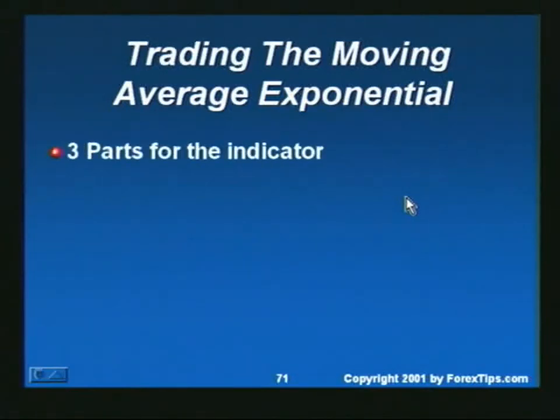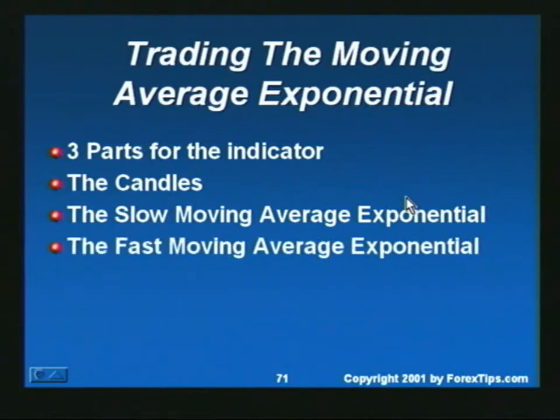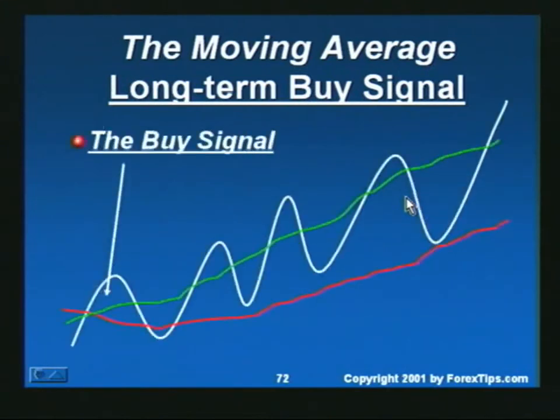Trading the moving average exponential, that's the one we use. It comes in three parts for this indicator. One is the candles, two is the slow moving average exponential, and three is the fast moving average exponential. The settings once again are 10, 25. For the moving average, you can also use a long-term buy signal, which can have a setting anywhere from 60 to 75. You can add to it, but let's stick with the two indicators that we have.